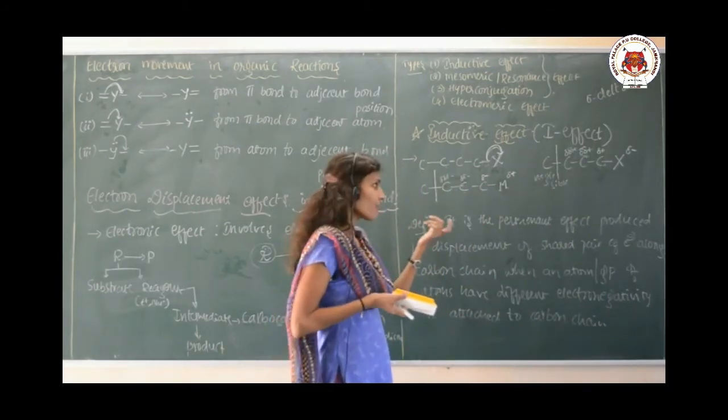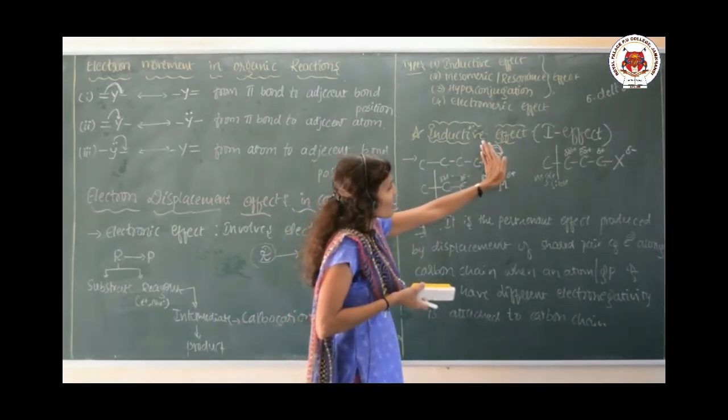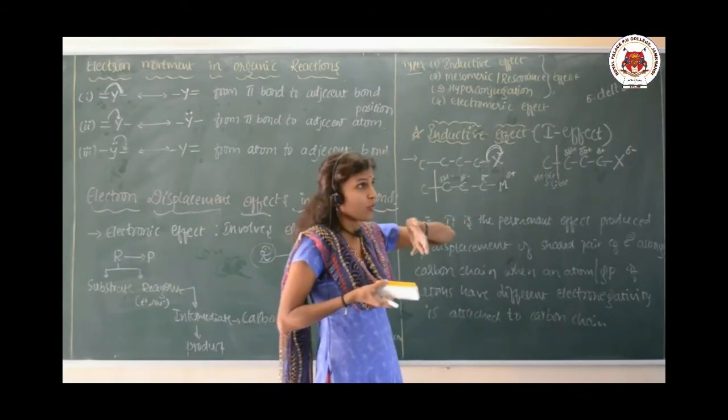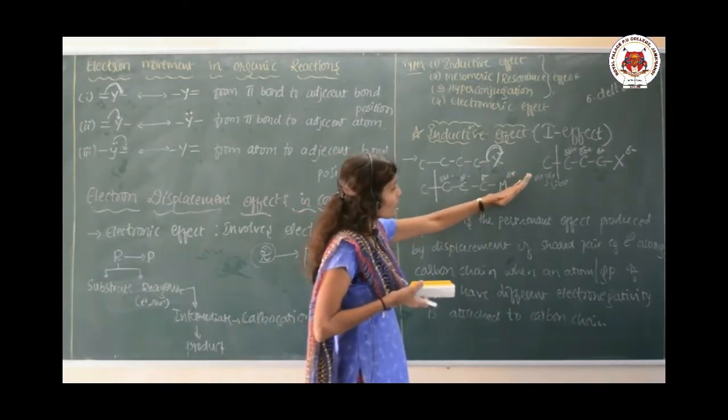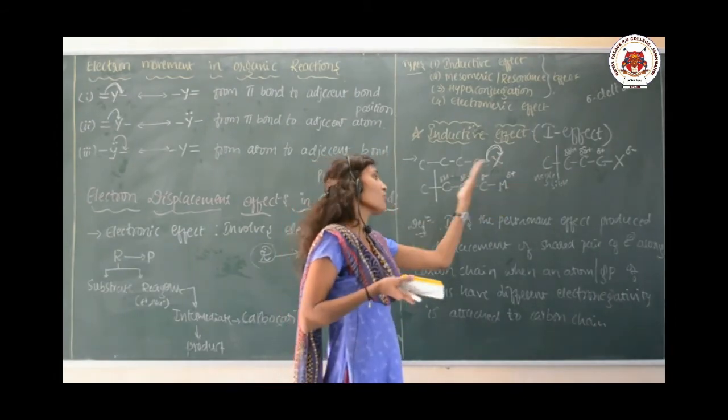Okay, and there are two possibilities. One, this atom has the capacity to drag the electron. During that time the minus I effect will be produced. In another case, if any metal is attached here, it has the capacity to give the electron.